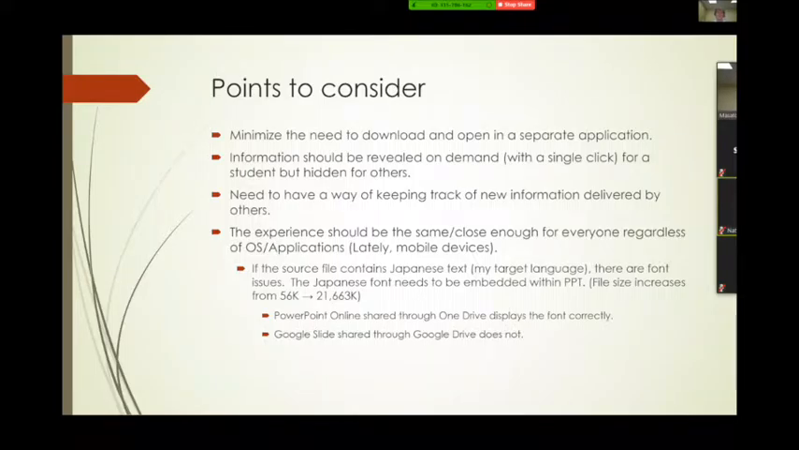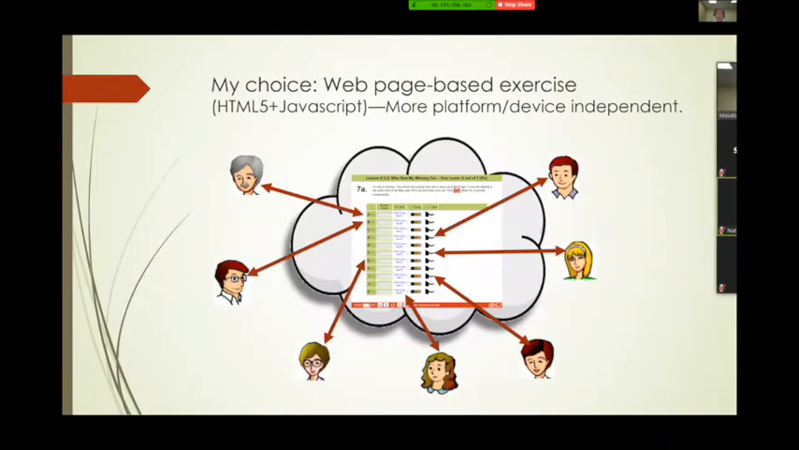And the technology exists to do this. And considering all of this, I came up with the picture in the middle here, which is the actual activity screen for the InfoGap exercise I created. My choice in response to all of that consideration is a web page based exercise. It's a combination of two things basically, HTML5 code plus JavaScript. And that seems to give me all the functionality that I needed.